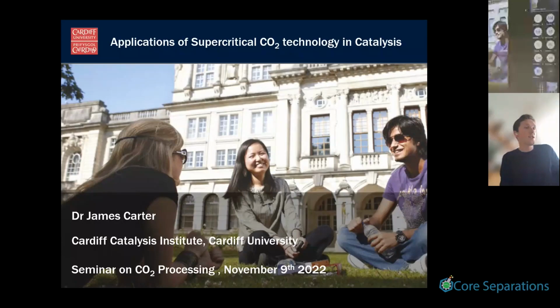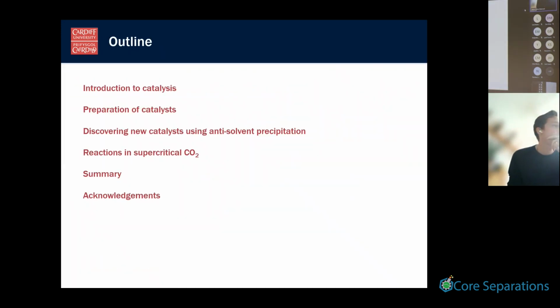I'm from the Catalysis Institute. I should declare myself as a chemist rather than an engineer. So I'm sure most people in the room understand these processes in much better detail than myself. But of course, I'm more interested in the chemistry that we can stimulate in these environments and how we can apply those to catalysis. So over the next probably 20 minutes or so, I'm going to talk a little bit about that.